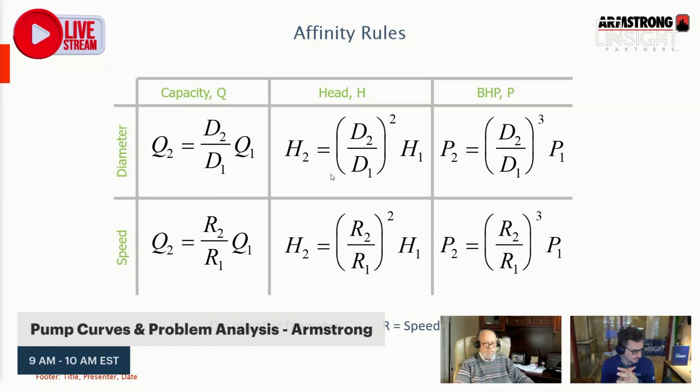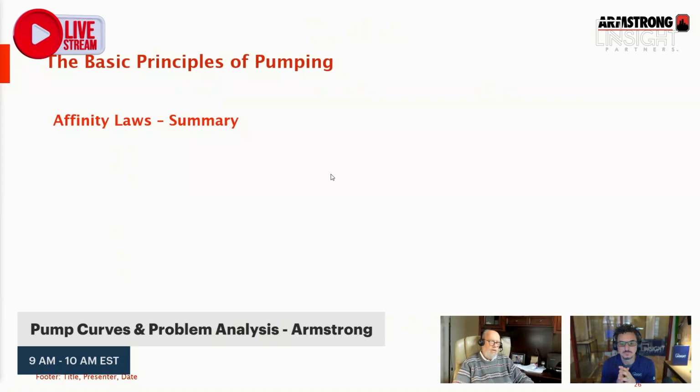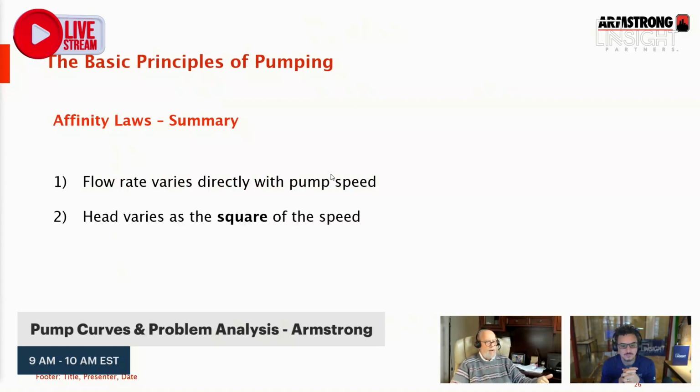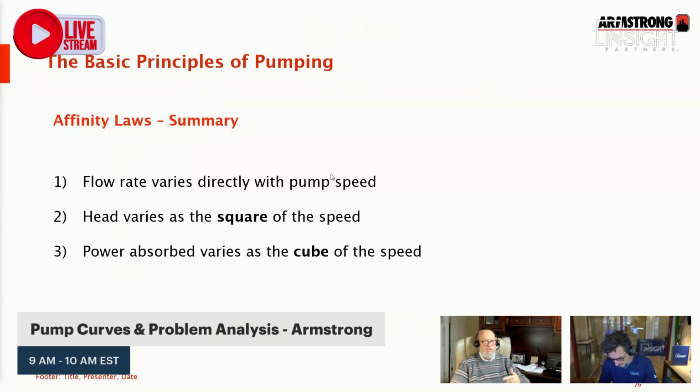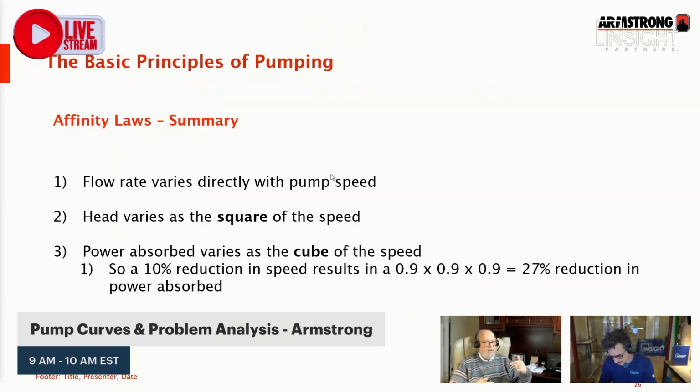Okay. Gotcha. So the real simple summary of the affinity laws, okay, flow rate varies directly with pump speed. That's the easy one. Okay. Head varies as the square of the speed. That one's a simple one. Power absorbed varies as the cube of the speed. So a 10% reduction in speed results in 0.9 times 0.9 times 0.9, okay, 90% of the speed, equals a 27% reduction in absorbed power.